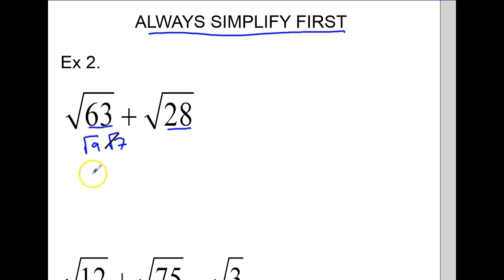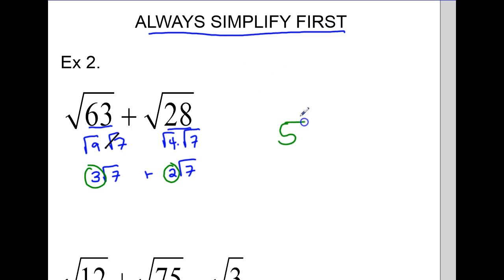I get the square root of 9 is 3 radical 7. And I know that 28 is the square root of 4 times the square root of 7. But the square root of 4 is 2. So that's 2 square roots of 7. So now I can go ahead and add these guys together. I can add the 3 and the 2. The 3 and the 2 give me 5.